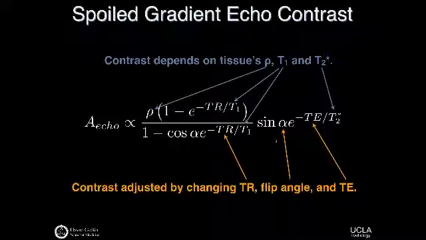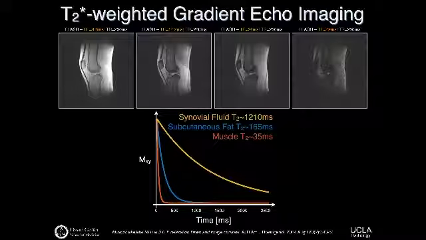So here's T2 star weighted imaging. This is just a sagittal through the knee. So T2 star weighted gradient echo imaging. This is using a so-called FLASH sequence. Doesn't matter. It's a spoiled gradient echo sequence. And what I'm showing you here is changing just the TE. So from a short TE with a kind of intermediate TR, this would effectively give us a relatively proton density weighted image, not a lot of contrast between tissues.